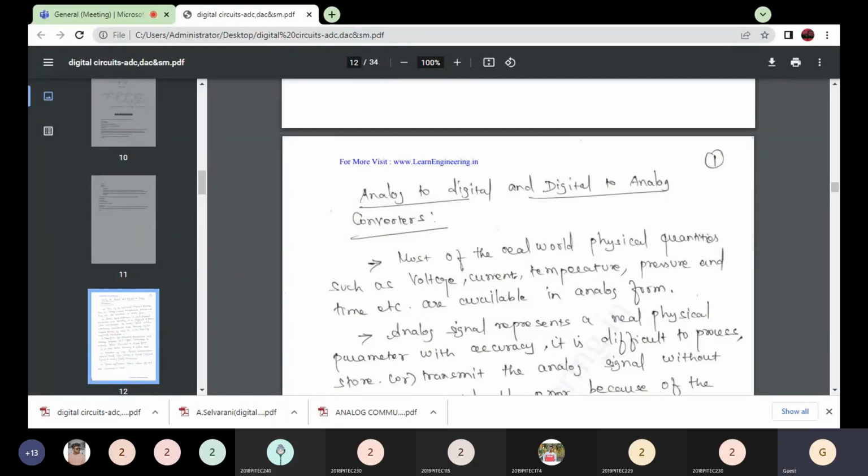In the previous class we discussed active filters, and then we solved GATE problems. In this class we are going to discuss the analog to digital converter and the digital to analog converter.